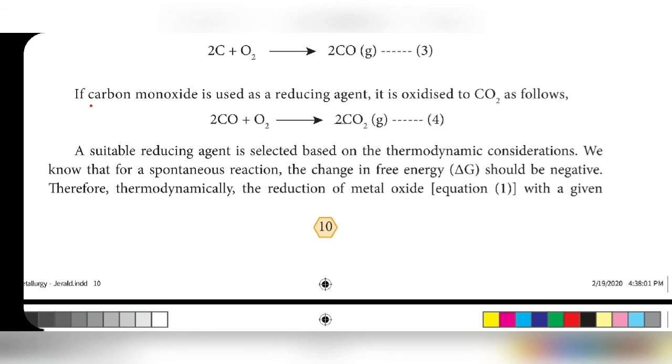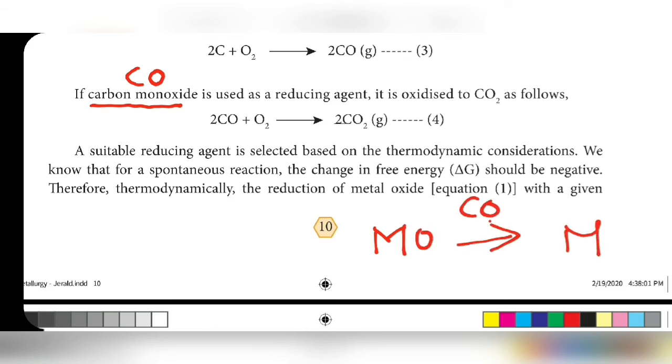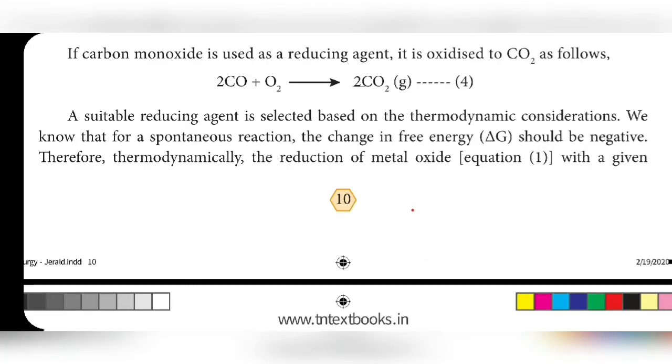If carbon monoxide, CO, is used as a reducing agent, it is oxidized to CO2. The same reaction applies, that is, metal oxide is converted into metal. If carbon monoxide takes this oxygen, it is removed as carbon dioxide, CO2. Metal and carbon dioxide are obtained.